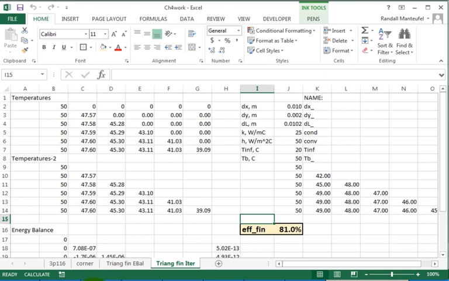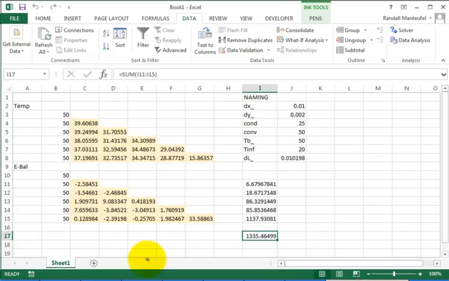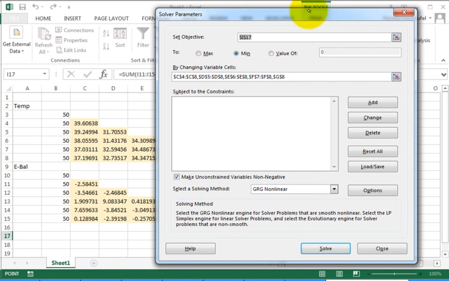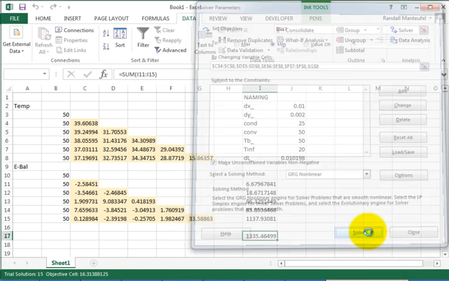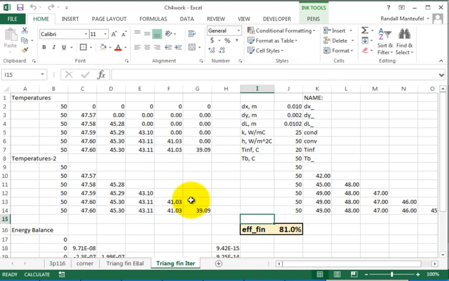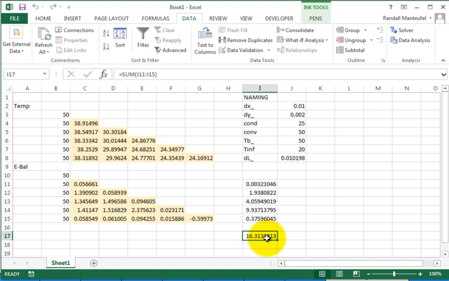Where did it go? Did I jump ship on that? Data, solver, all of this. Hit solve. Okay, why does it go here? Get rid of this. It tried to get it to 0, but it's a really poor 0. Or this is just not the right one.